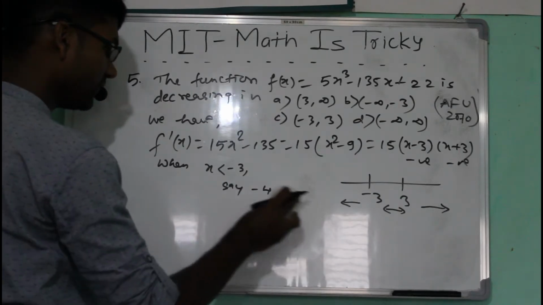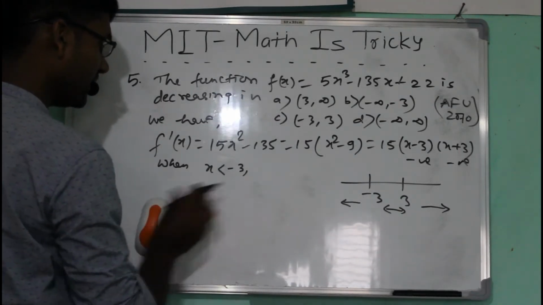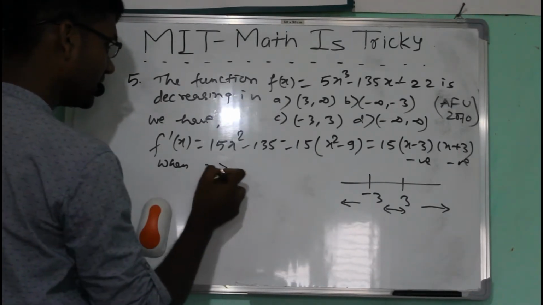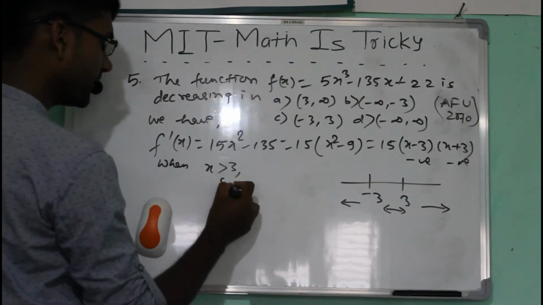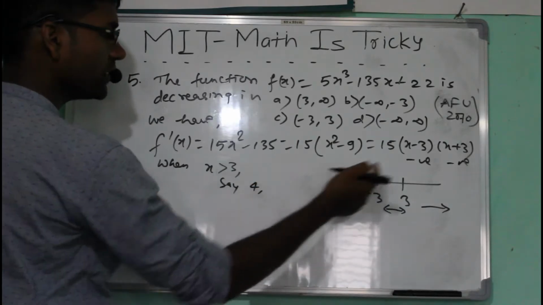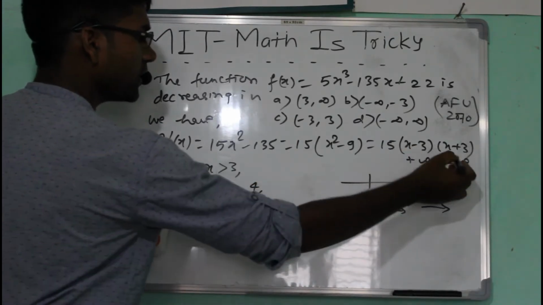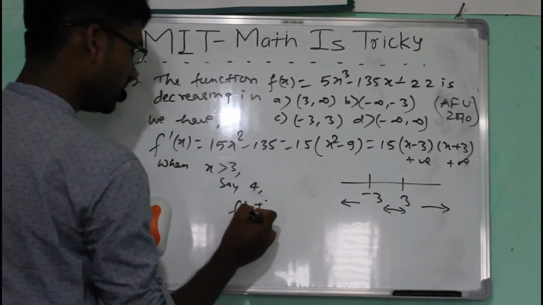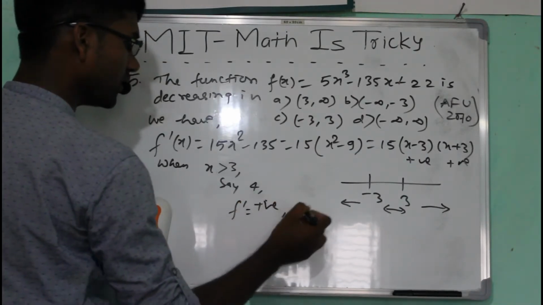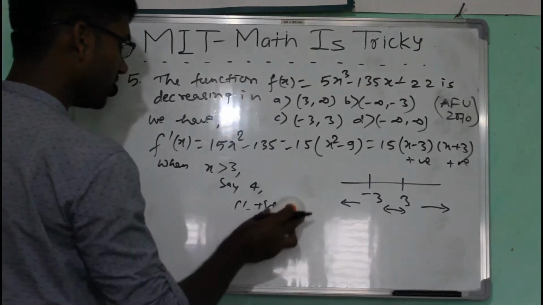So let's try the next one, when x is greater than 3. For this interval, take any value, say 4. This is positive, this is also positive, so again f' will be positive, so again increasing. So this is obviously not our answer.